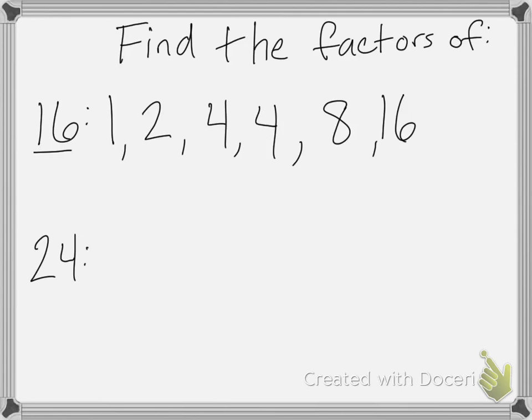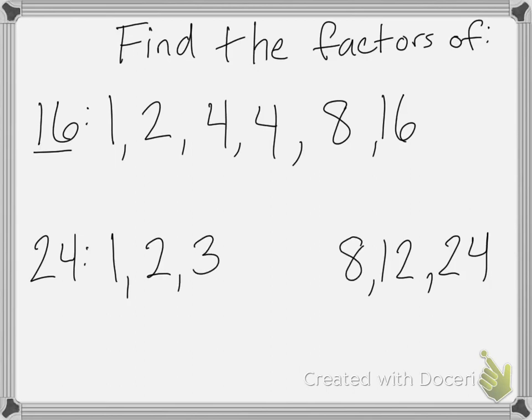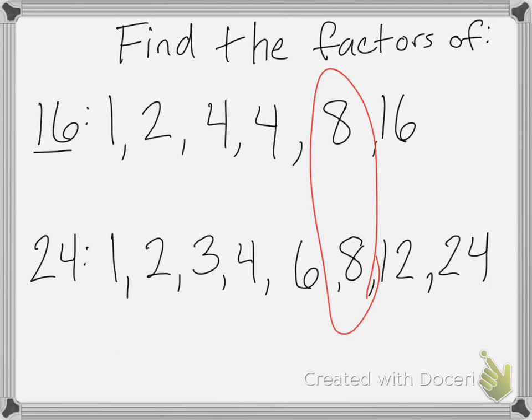Okay, so for the number 24, we have 1 and 24. Okay, and I think, okay, so 2 can go into it. 2 goes into 24 12 times. Okay, 3 can go into it. 3 goes into it 8 times. 4 can go into 24, and that goes into it 6 times. Okay, so let's circle the greatest common factor. So if I look, the greatest common factor of 16 and 24 is the number 8. It's the biggest number that goes into both of those.